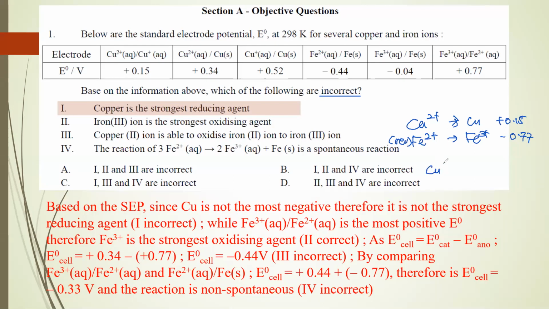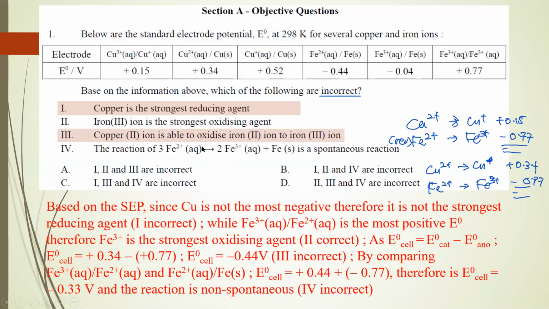And then you compare another one, which is Cu2+ to Cu+. So this is Cu+ to Cu, positive 0.34, and then Fe2+ to Fe3+ negative 0.77. So both of them, E0 cell is negative, if you notice carefully. As a result, copper 2+ cannot oxidize iron 2 to iron 3. So 3 is wrong also.